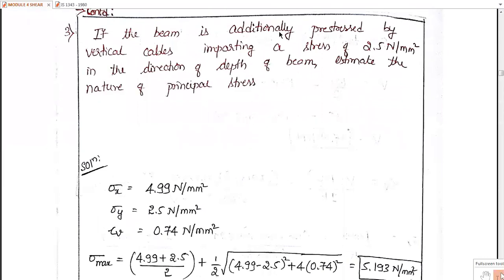If the beam is additionally pre-stressed by vertical cables imparting stress of 2.5 Newton per mm square. Vertical cables imparting stress means sigma y is equal to 2.5 Newton per mm square in the direction of depth of the beam. Estimate the nature of the principal stress.